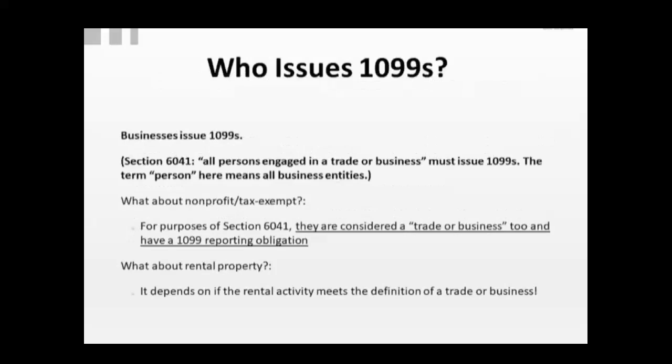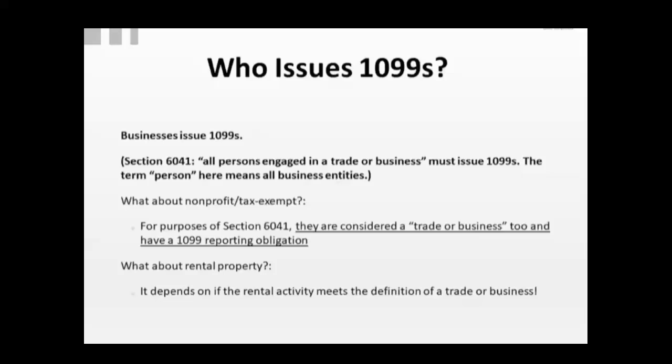So who issues 1099s? The answer to that is businesses issue 1099s. So if you're not in business, you don't have to issue 1099s, whether it's a 1099 miscellaneous or 1099 NEC. This comes from section 6041 of the tax code, where the wording is all persons engaged in a trade or business. Now here's the thing when we talk about the term business or the term person. The term person means all business entities. And that includes tax-exempt nonprofits like a 501c3, C4, C7. Section 6041 says, for 1099 purposes only, a nonprofit tax-exempt organization is considered to be a trade or business too, and thus has a 1099 reporting obligation.